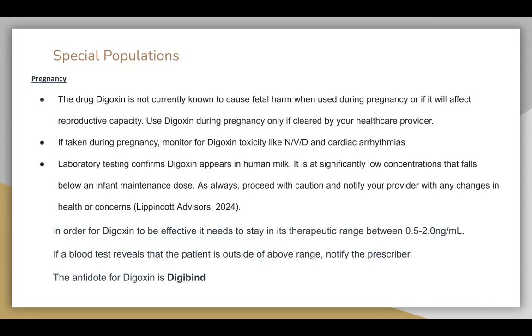And then just a good tip: in order for digoxin to be effective, it needs to stay within the therapeutic range of 0.5 to 2.0 nanograms per milliliter. A blood test with regular testing will reveal whether a patient is out of range, below range, or within the range that we want. And then the classic antidote for digoxin is called Digibind. Pretty easy to remember because it has the first 3 letters of digoxin.